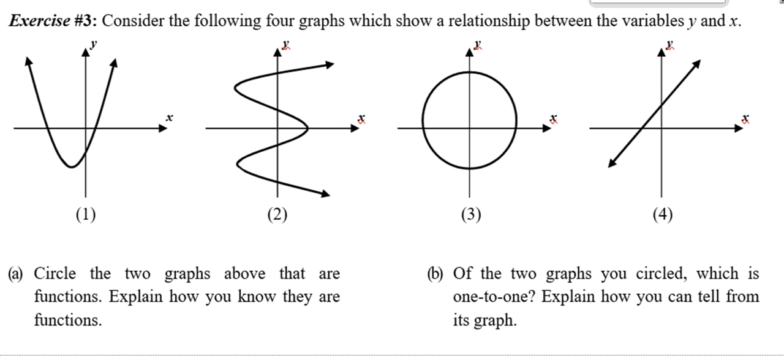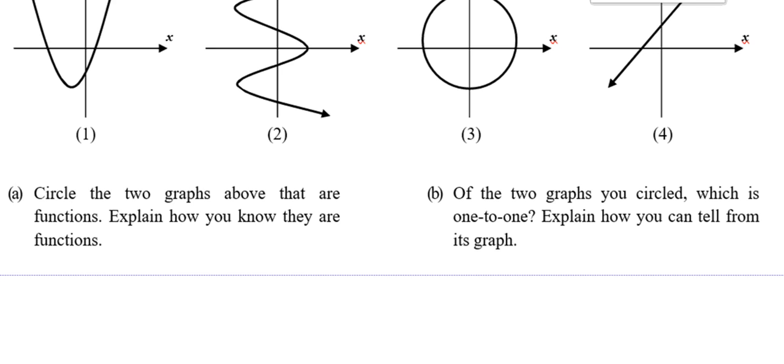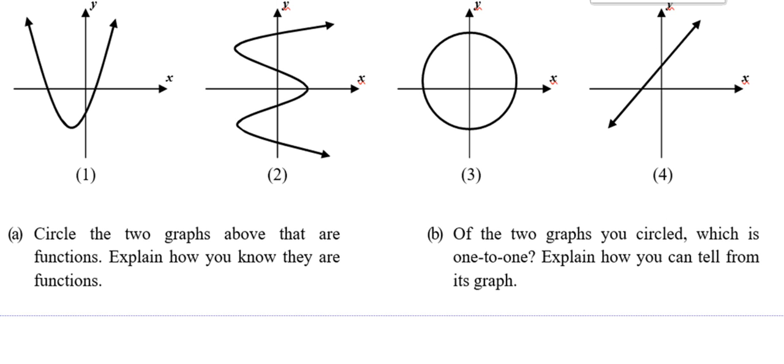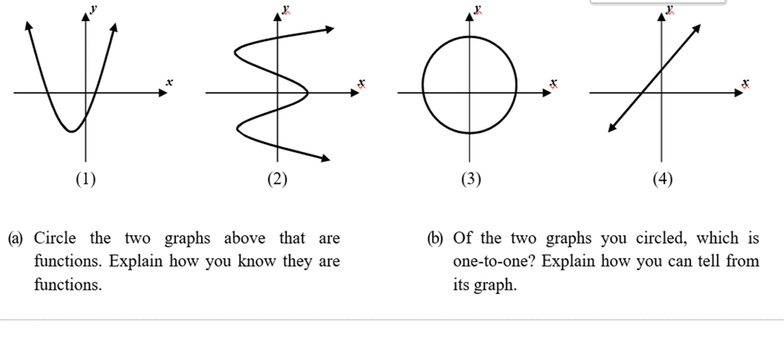All right, so exercise 3 says, consider the following 4 graphs which show a relationship between the variables y and x. Question A says, circle the 2 graphs above that are functions. Explain how you know they are functions. Well, we remember doing this way back in, let's say, Unit 2, Lesson 2 or 3. We talked about the vertical line test.